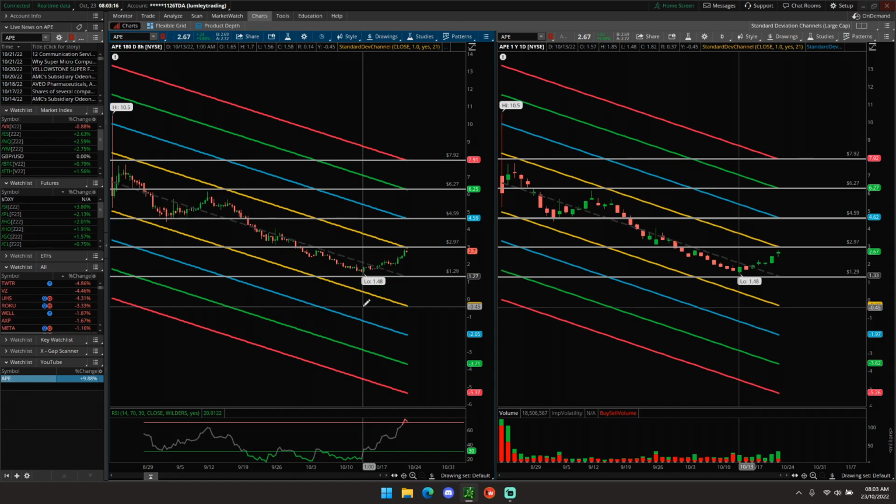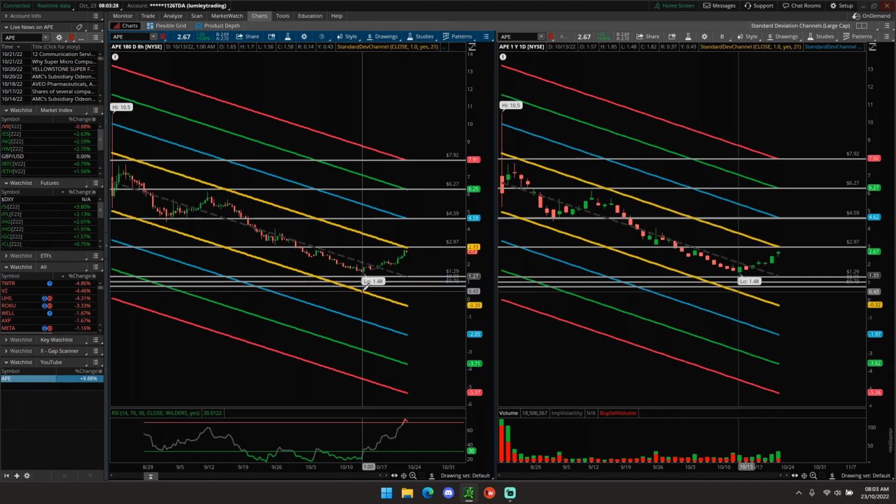So if you wanted further supports, either you cut down to the shorter term time frame like we provided before, or you just pay attention to the key psychological levels that, more likely than not, people will be buying at. So that would be $1, 75 cents, 50 cents and 25 cents if we continue down that low.